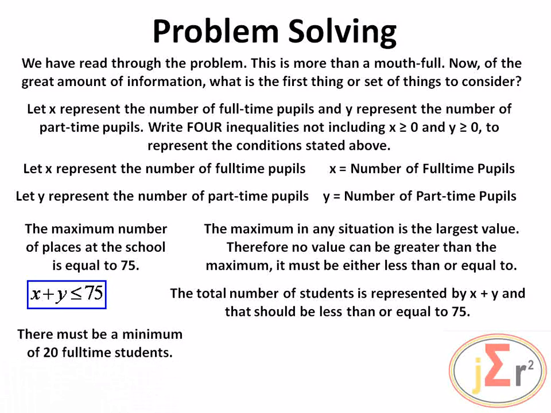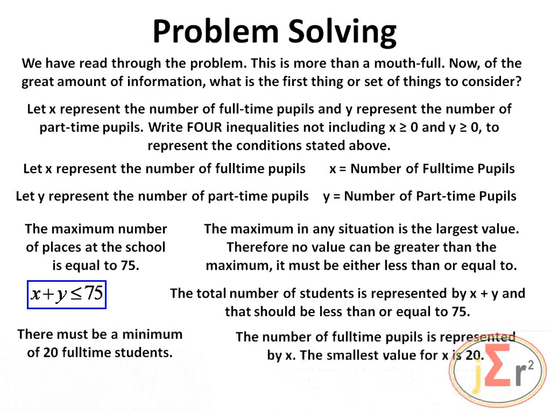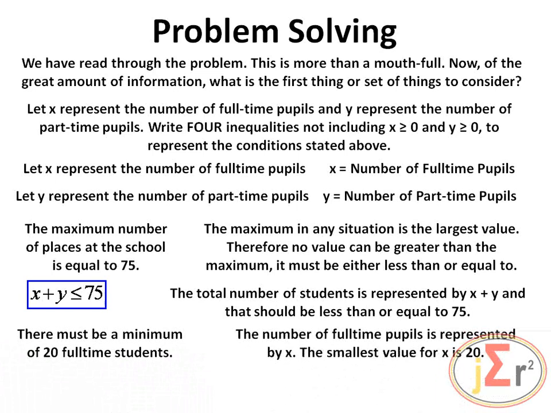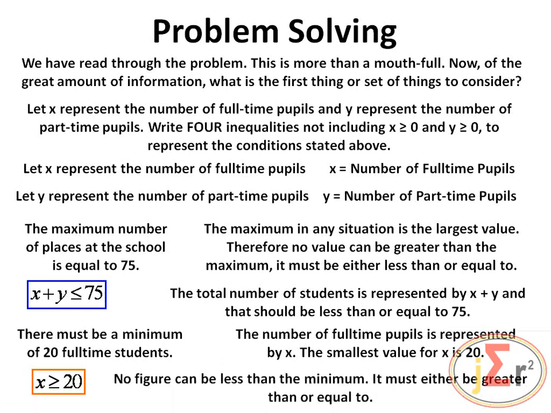There must be a minimum of 20 full-time students. The number of full-time pupils is represented by X. The smallest value of X is 20. According to what we have here, the minimum is 20. So if the minimum is 20, we cannot go lower than the minimum. So it should be either greater than the minimum or equal to the minimum. So X is greater than or equal to 20. No figure can be less than the minimum. It must either be greater than or equal to.